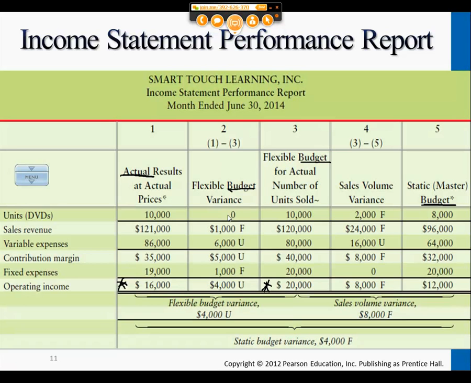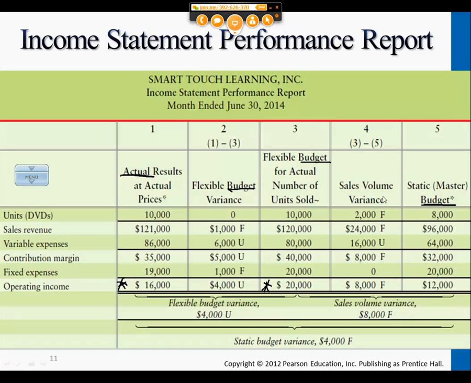Now putting together F, you need to understand, is it really favorable or is it not, right? So expenses, here you go. I have actual number greater than the flexible. Should I say it's favorable? No, it's an expense. So I'm putting it unfavorable, right?